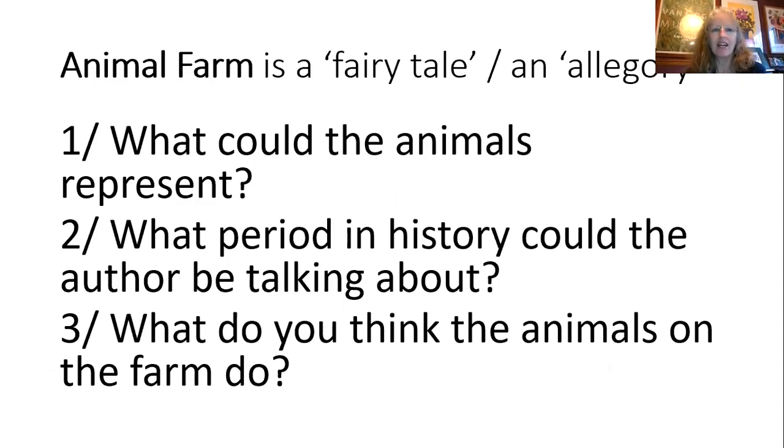So it's a fairy tale, really. It's an adult story, and it's very political and interesting, but it is actually like a fairy tale, an allegory, where different parts represent different people, different characters, different periods in history. They represent different things in real life. So before you read any more, here are 3 questions. I want you to pause the screen and in pairs discuss these questions for around 5 minutes now.